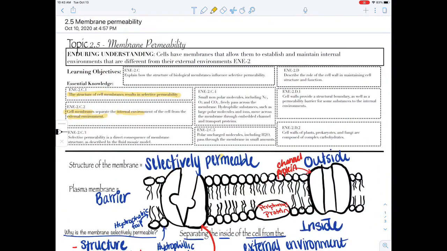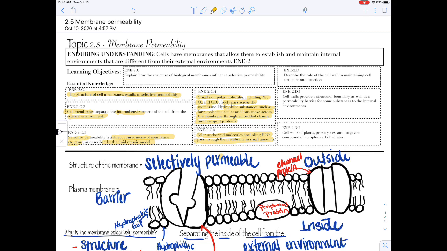Okay, so this comes back to our essential knowledge. You have to know that the selective permeability is directly related to the structure. Our small nonpolar molecules like N2, O2, and CO2 will move. Our hydrophilic substances need to have our embedded channel and transport proteins in order to get them to move across our membrane. And you also need to know about our polar charged molecules that include H2O. In order for them to move across the membrane, it does need to be in very small amounts.